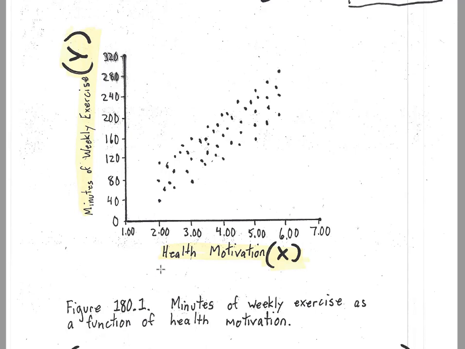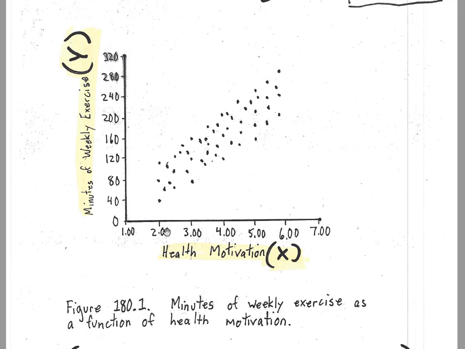If somebody had a low score on X, a score of 2.0 on health motivation, draw a straight line up, then a straight line over to the left. If somebody scores 2.0 on health motivation, I predict they only score about 80 minutes of weekly exercise. That's what we mean by prediction.